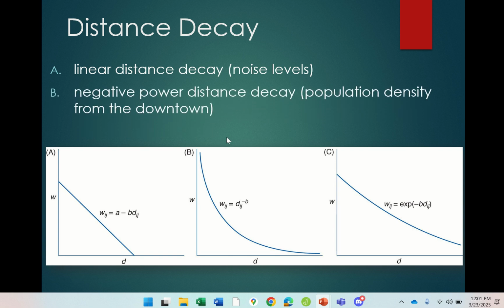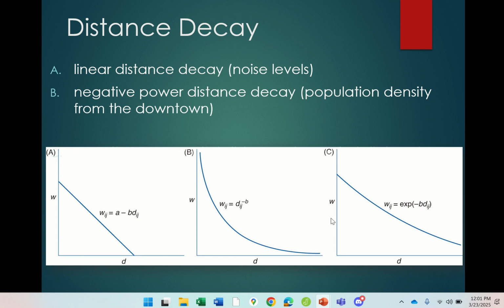The second type of distance decay model, in the middle here, B, is called a negative power distance decay. So you can see that with the negative power distance decay, there's a sharp drop off in interaction as soon as you start to move away from the location. Okay, so there's a sharp drop off initially with distance, but the rate of drop off decreases with greater distance away. So it's still decreasing the whole distance that you're moving away from the point of origin, but that rate of decay slows down as the distance increases.